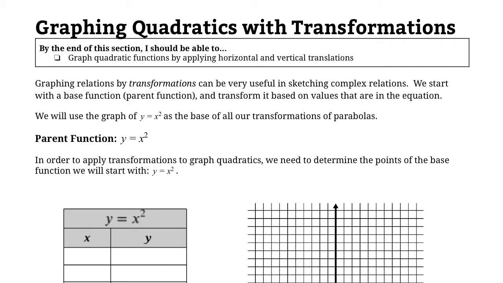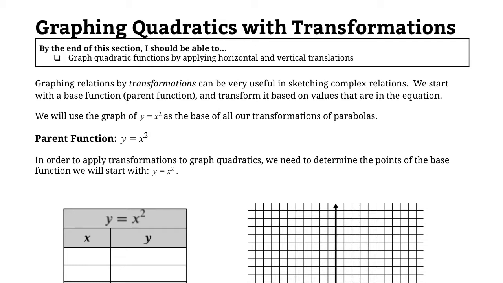In this video and lesson, we will be focusing on transformations of quadratic relations, meaning how to take a simple basic parabola and use the values of a, h, and k to change the shape of the parabola and move the parabola around the Cartesian plane in both the horizontal and vertical directions. Graphing relations by transformations can be very useful in sketching complex relations.